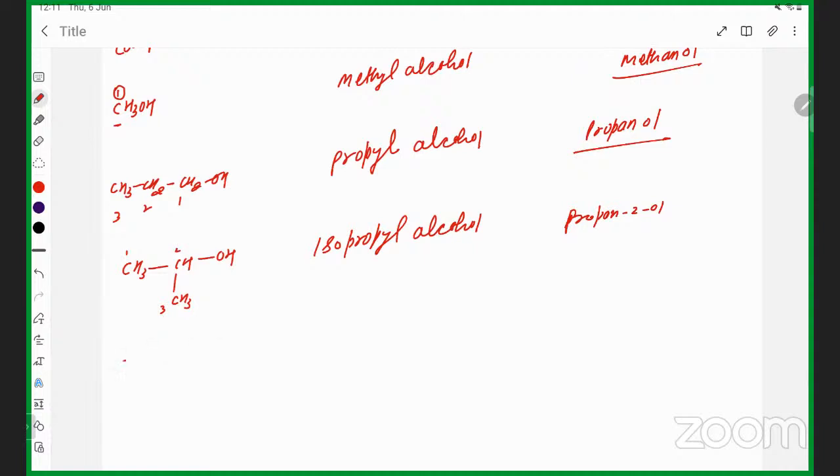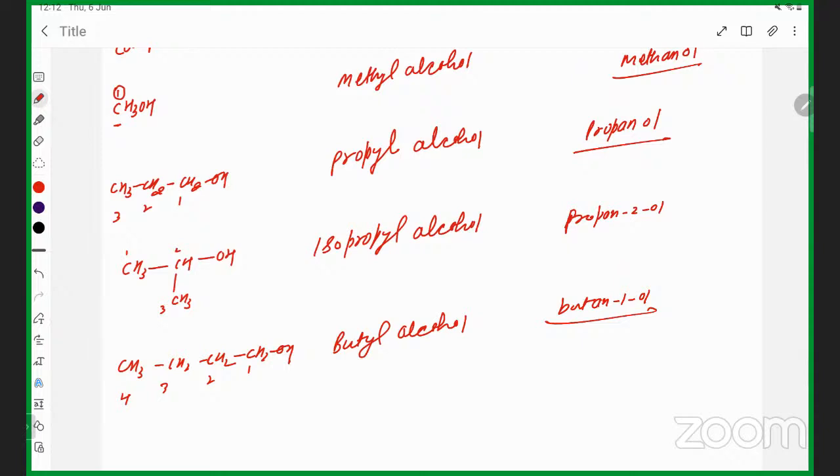Last one. There are many examples, but we are running only a few. If you see this one, 1, 2, 3, 4. 4 carbon is called butyl, and this is going to be alcohol. IUPAC name, that is 4 carbon, single bond, N 1 ol, butanol.